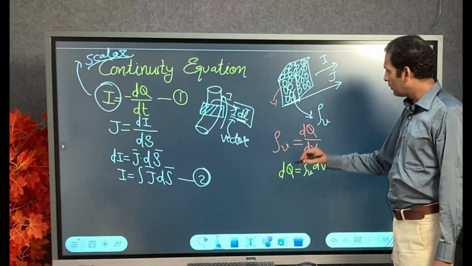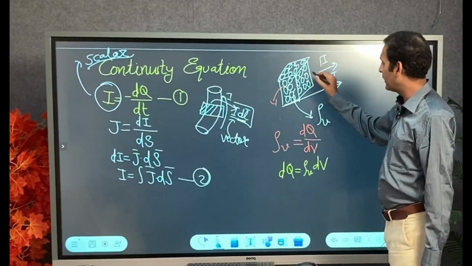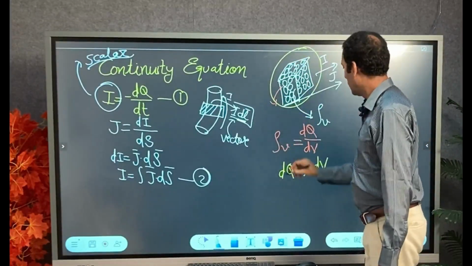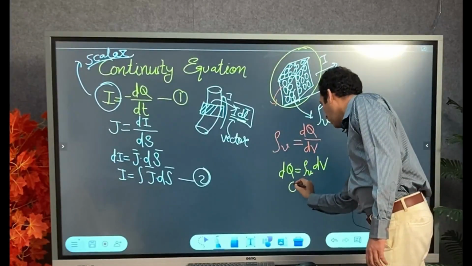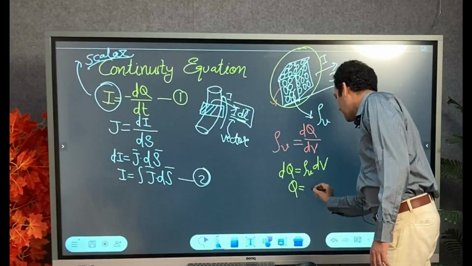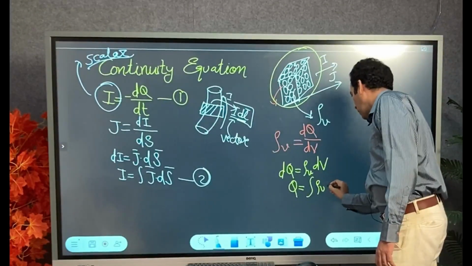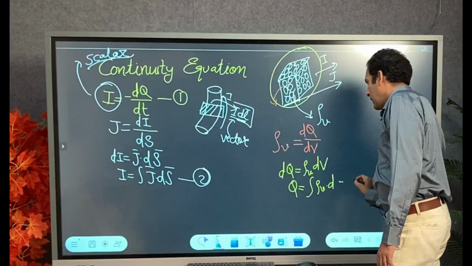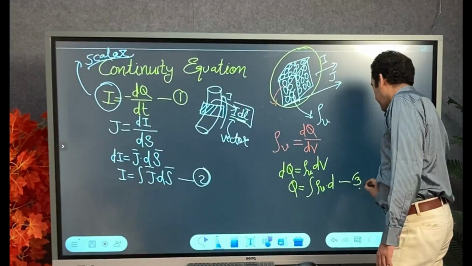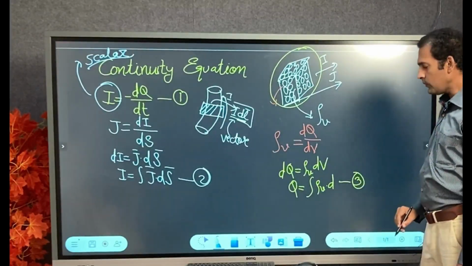So if we want to find out the overall charges present here, then what we have to do? We have to take integration of the RHS side. So q will be equal to integration of rho v dv. Say this is our expression number 3.